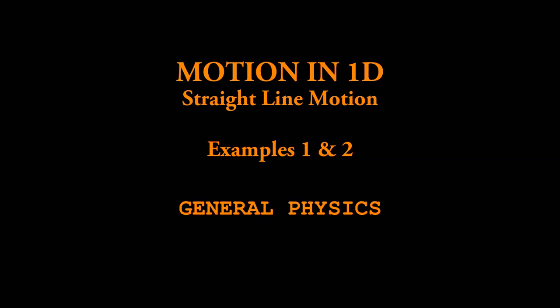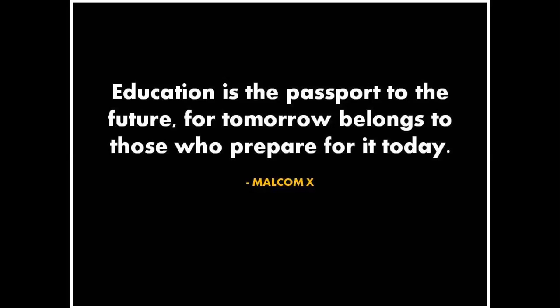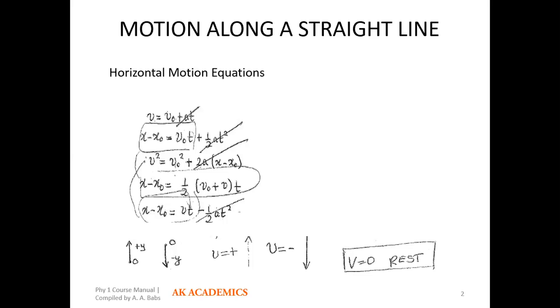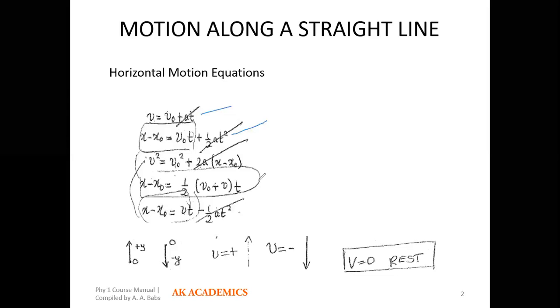Okay, we've managed to talk about motion along a straight line. I have shared with you some equations for horizontal motion. You will find out that these are the 5 equations of motion that we talked about when we started this discussion. So we have equation 1, equation 2, equation 3, equation 4, and then equation 5. And these equations are very important.